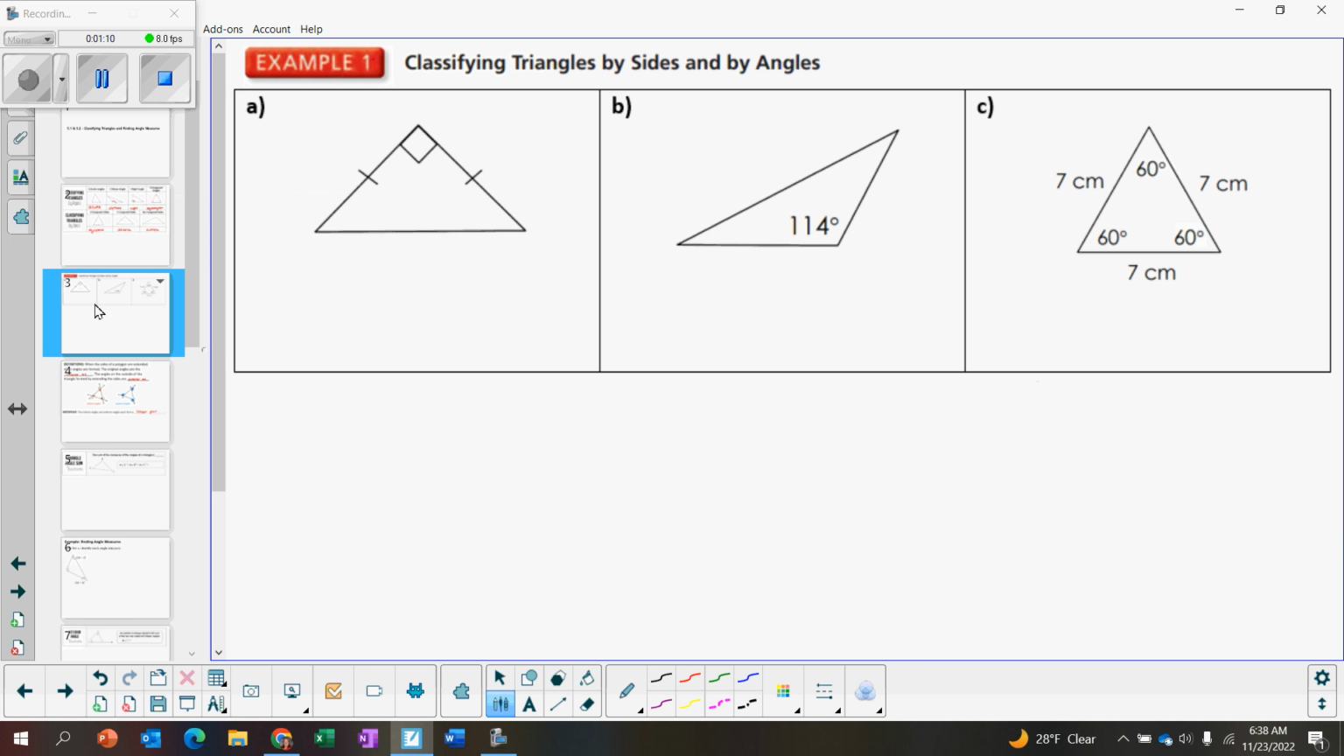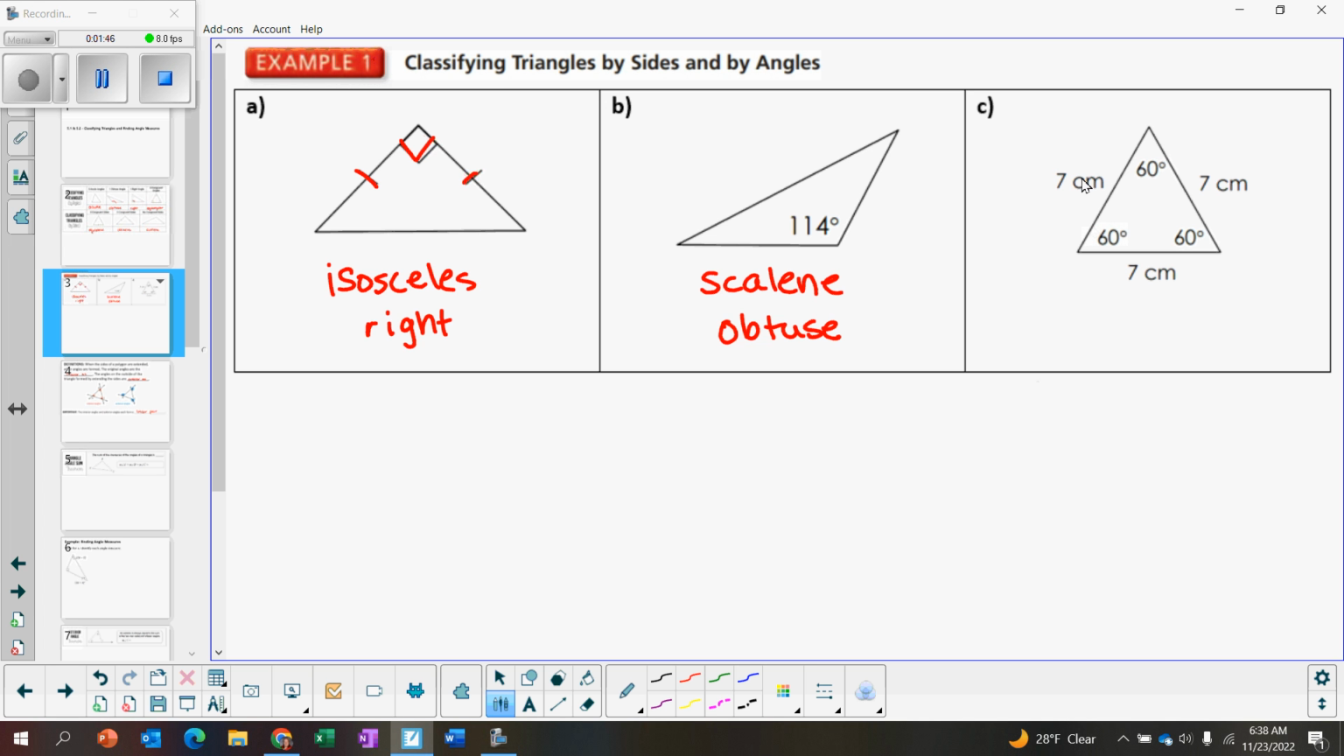So let's look at these 3 figures and classify them by both their sides and their angles. In this first picture, I see it has 2 sides that are the same. So 2 sides being the same makes it isosceles. And I see it has a right angle, so it makes it a right triangle. The second one, I don't have any sides marked the same, so I cannot assume any of them are. So we're going to call this scalene. And I do have an obtuse angle here, making it an obtuse triangle.